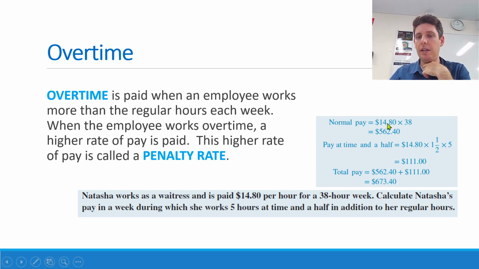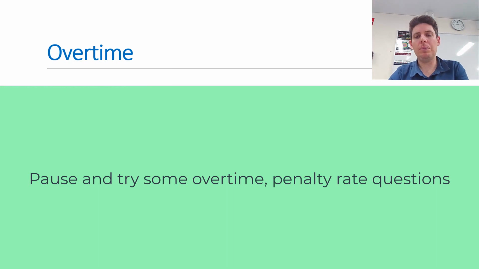So your normal pay for Natasha, she's getting paid time and a half, so 1.5 times 5 times the hourly rate. And then you add those two together. So she would have worked 38 hours, and then she worked 5 hours extra, which is time and a half. All right, so if you want to pause the video, have a go at some overtime penalty rate questions.